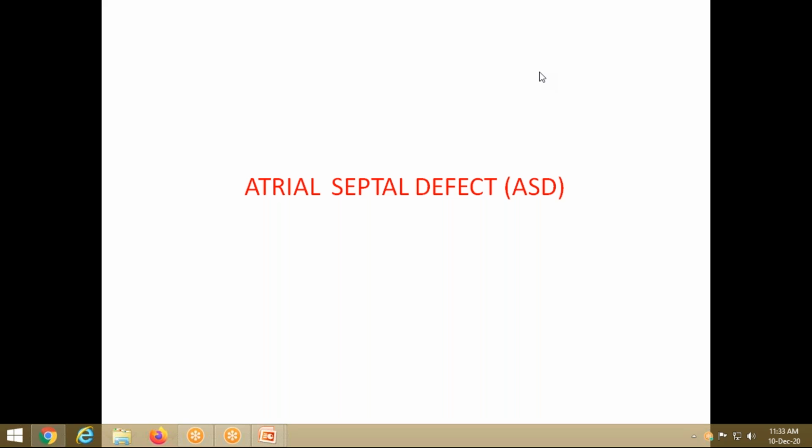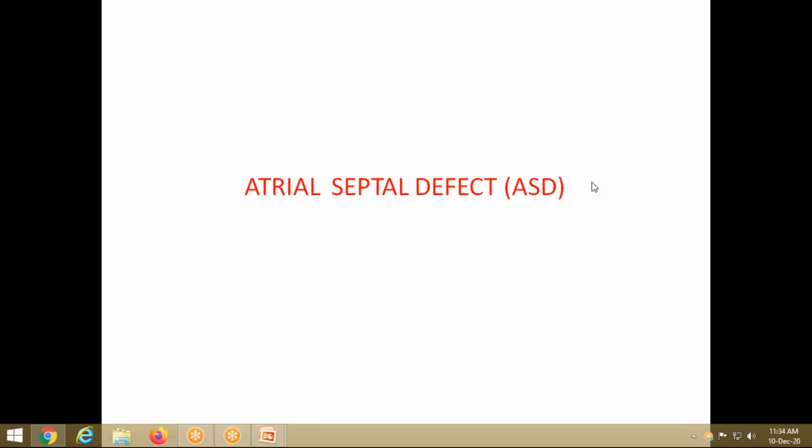Okay, today's topic is two of the cyanotic congenital heart diseases, that is your ASD and PDA. Because VSD is another shunt which is cyanotic, but it is a whole topic by itself. So we'll do these two together now.